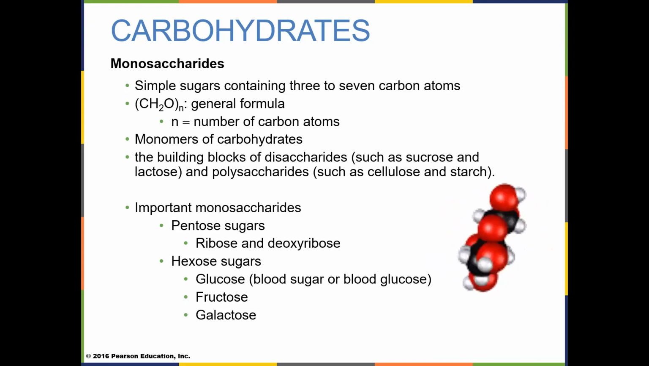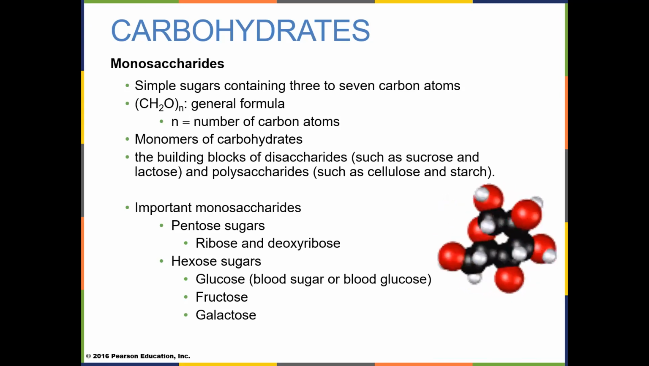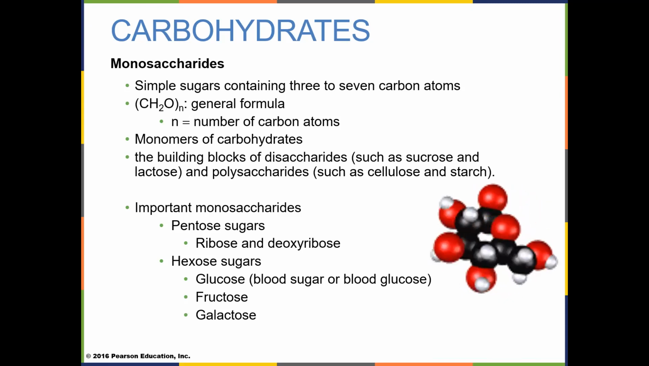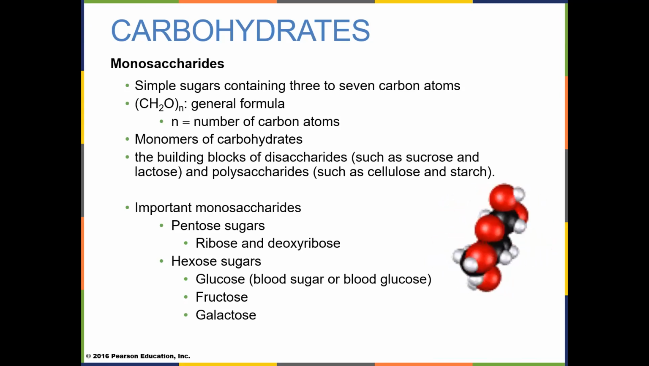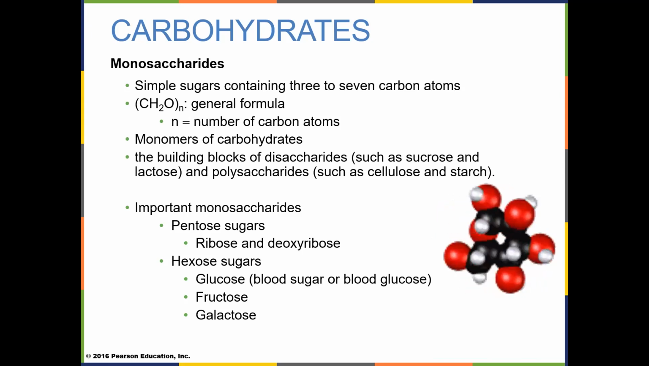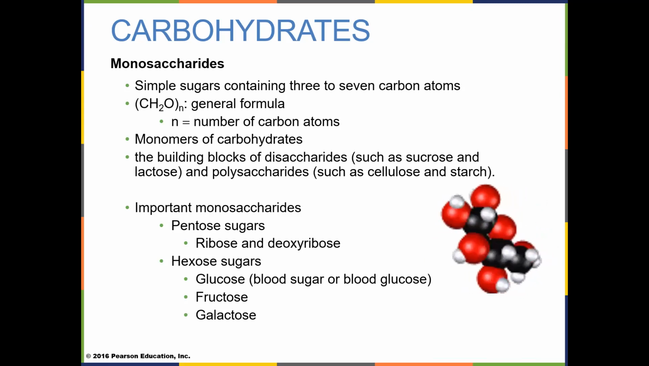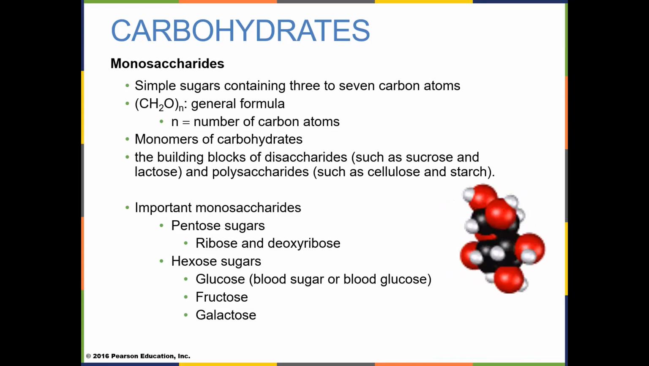Now, the most important monosaccharides are going to be, of course, the ribose and deoxyribose for our DNA and RNA. And those are the 5 carbon sugars. But the most important ones that we pay attention to are the 6 carbons, glucose. We call it blood sugar or blood glucose. It's the sugar that's in our blood. There's also fructose.